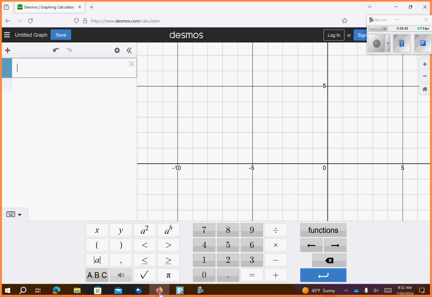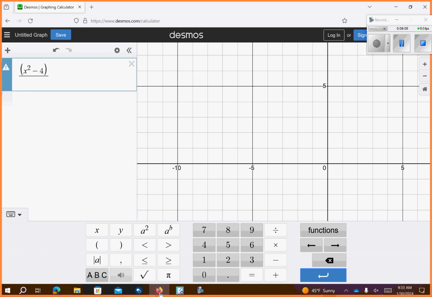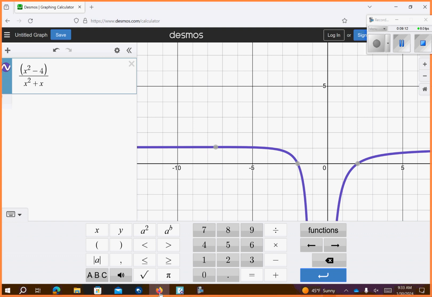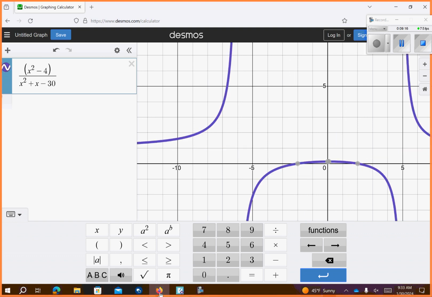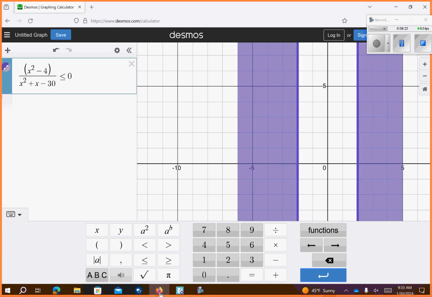Because on top I have 2 terms, I want to make sure I put the top in parentheses, because I need to make it a fraction. Divided by, and then x squared plus x minus 30. And then I want it to be less than or equal to 0. All right.